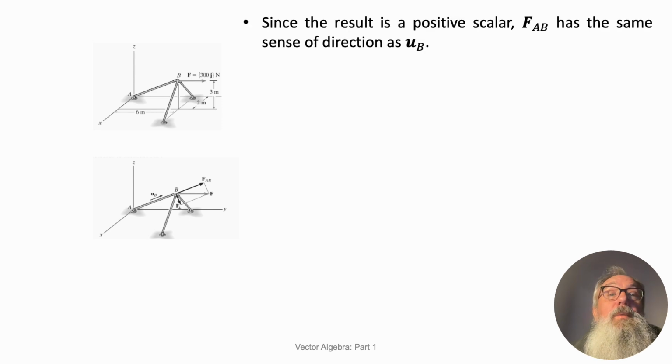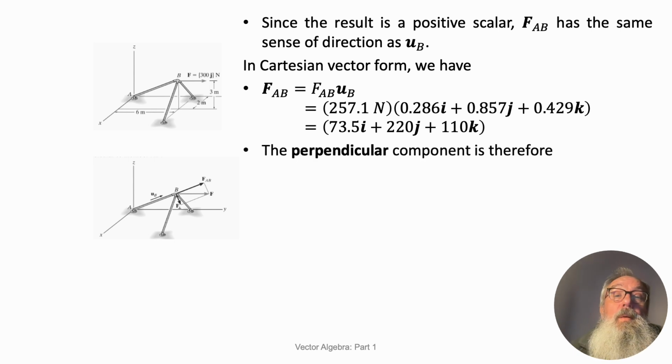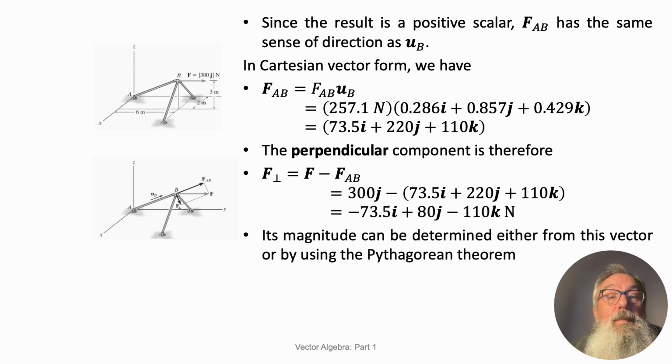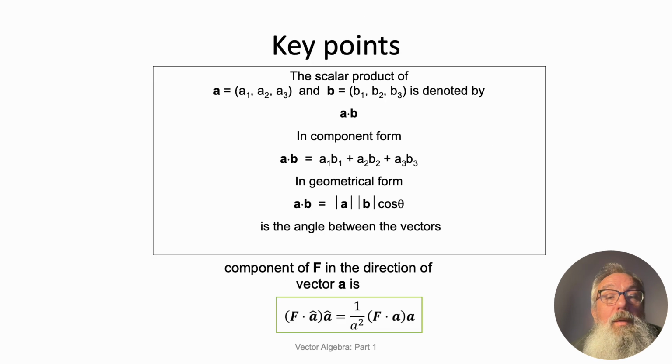Second part says, can we calculate a perpendicular vector? So we've got F dot AB in unit in components. The perpendicular vector would be F minus FAB. So its magnitude can be just determined from this calculation, as we do normally.